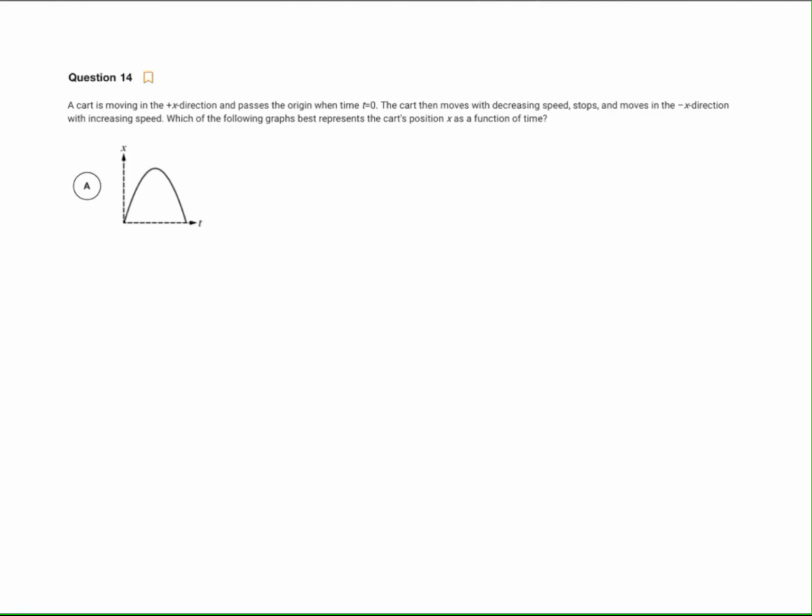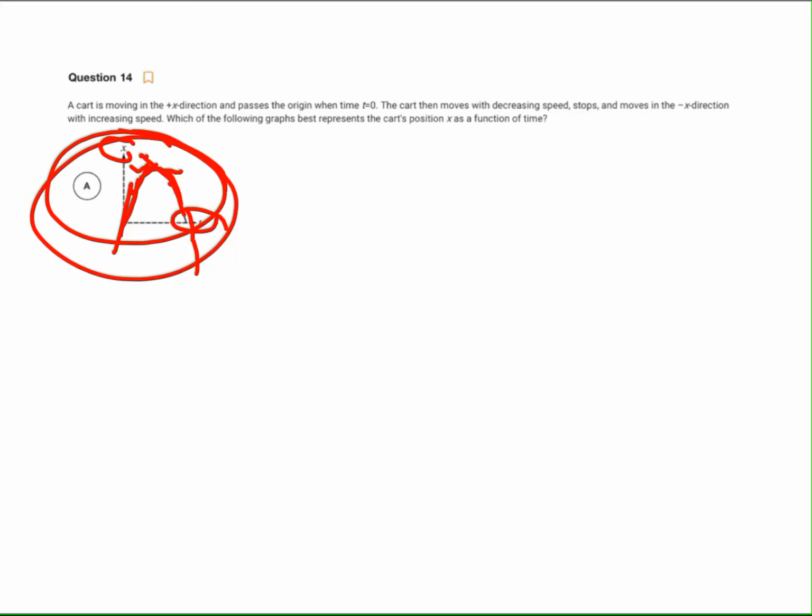Okay, so now, question 14. Again, I just wrote the proper answer in here. It says a cart moving in a positive x direction passes the origin at time equals 0. The cart then moves at a decreasing speed, stops, and moves in the negative x direction. So if we're looking for speed on an x versus t graph, we're looking at the slope. It has to start with a positive slope, which it does, has to have a decreasing slope that at some point gets to 0, and then has to have an increasing negative slope, which is why A is our answer.